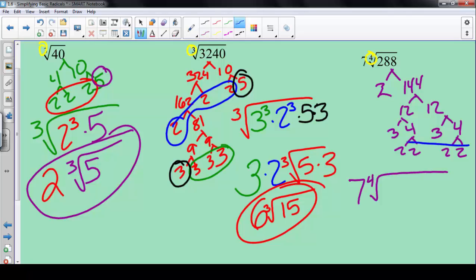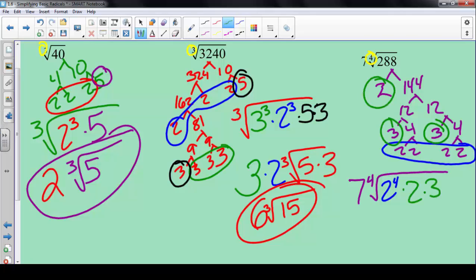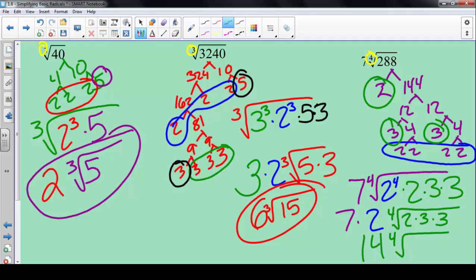It's a 4th root, we need groups of 4. And then we have a 3 and a 2 left. 7 times 2 is 14. 4th root. 2 times 3 is 6. 6 times 3 is 18. And we're done.